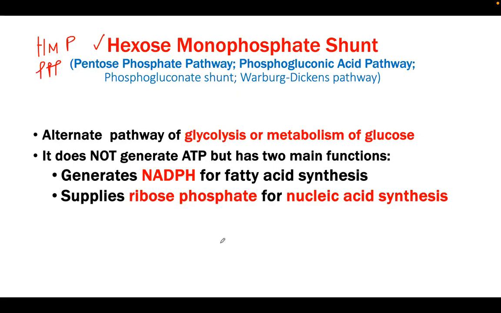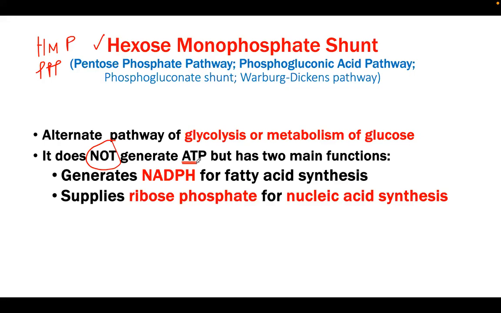Now, one of the significances of the hexose monophosphate shunt is that it is an alternate pathway of glycolysis. So it is an alternate pathway for the metabolism of glucose. There's something unique about the hexose monophosphate shunt compared to glycolysis, and that is it does not generate ATP. So I repeat, it does not generate ATP.